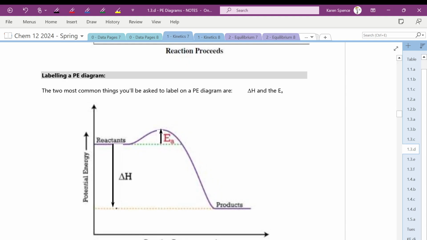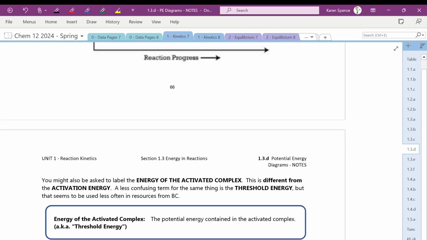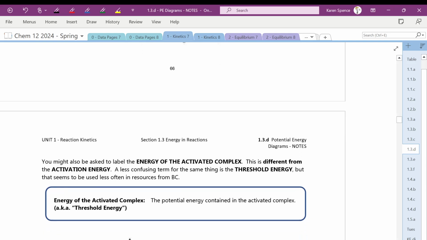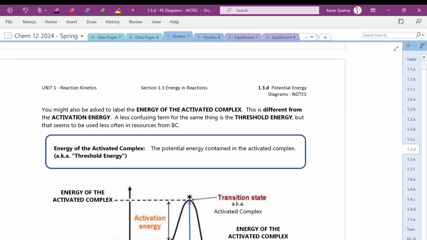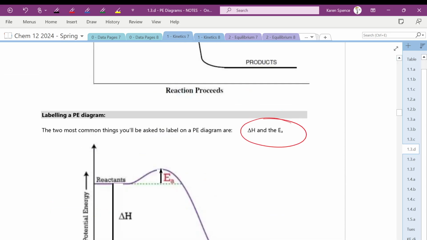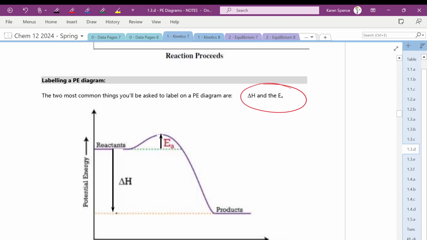We've already practiced this. The two most common things you'll be asked to label are the change in enthalpy and the activation energy. Okay? So you ought to be able to label both of those on a diagram, and you'll have lots of practice doing that. You might also be asked to label the energy of the activated complex. If we had to label the energy of the activated complex on this diagram, where would we put that label?